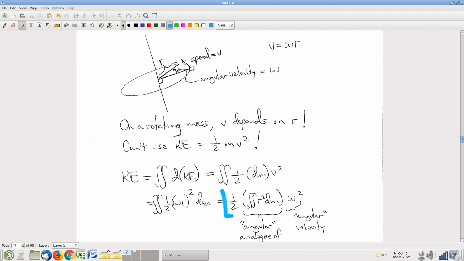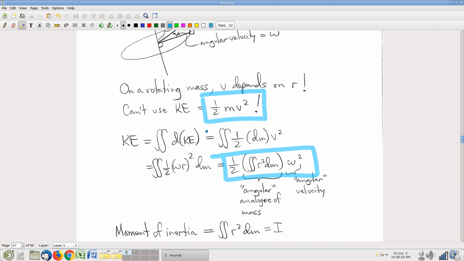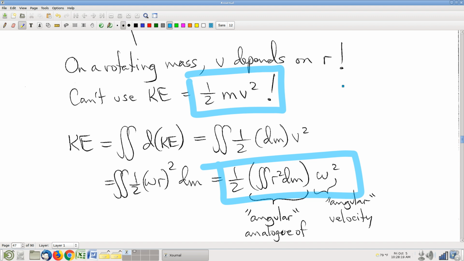Now, how does this help us? The way this helps us is that structurally it looks a lot like this formula. And so these are two different versions of the kinetic energy formula. This one is what you might call the linear kinetic energy formula, on the assumption everything's moving in a straight line. This is stuff naturally phrased in terms of things that are moving in a linear fashion. V is actual linear velocity. This is the angular version.